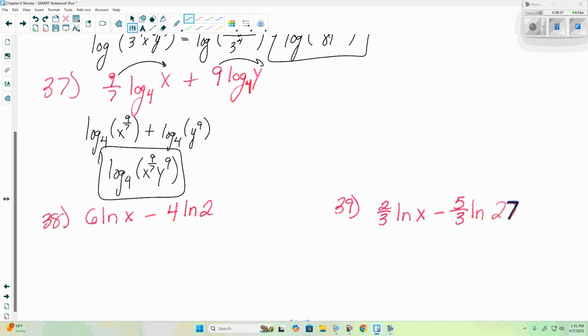And that's it. There's nothing we can really do with x to the 9/7. It's just 9/7. Variables, powers, as long as they're not negative, which 9/7 and 9 are not negative, that's it. We're done. Questions on 37? Are we ready for 38 and 39?